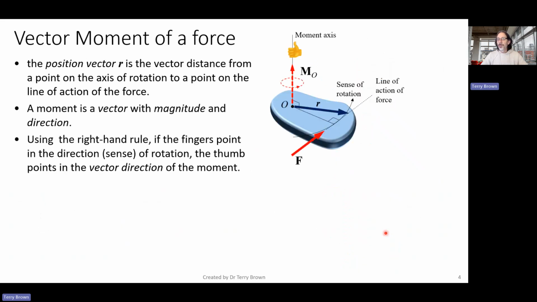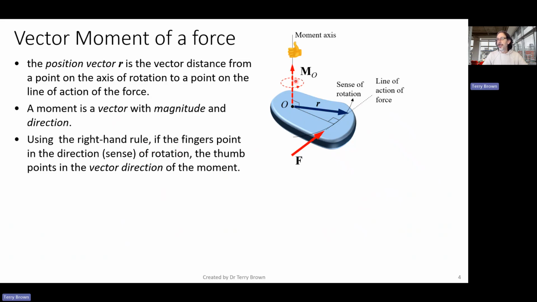So next page, I've just repeated that there. A moment is a vector with magnitude and direction. Previously in the scalar formulation, we just looked at the rotational effect and calculated its magnitude as force times distance. But a moment is a vector with magnitude and direction just the same as a force is. And the way we determine the direction of the vector moment is to use the right-hand rule.